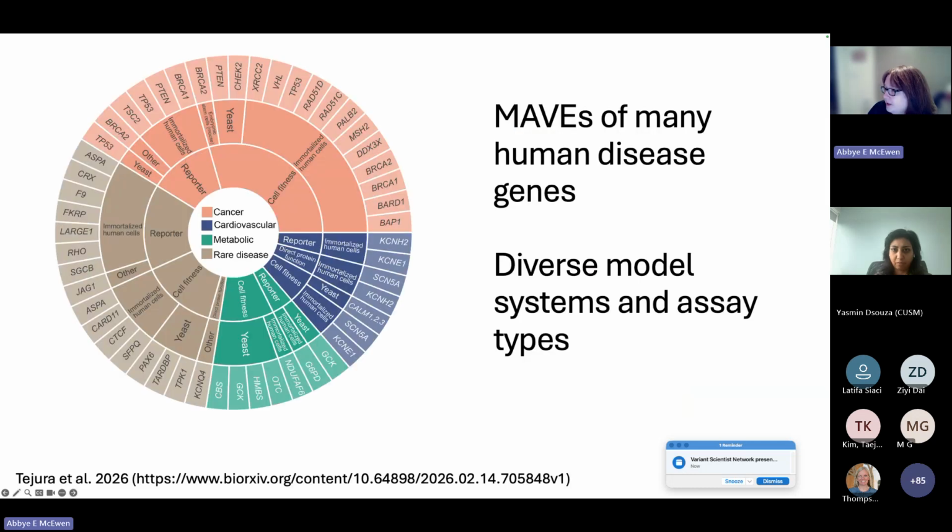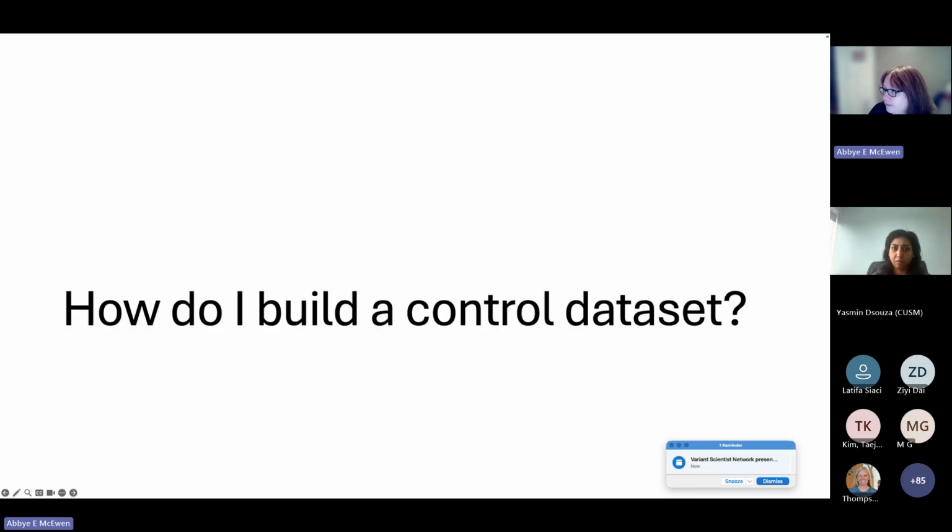And this idea isn't really niche anymore like it was maybe half a decade ago. The number of MAVEs performed for human diseases has absolutely been exploding. This map here just shows the breadth of different diseases and model systems that have been used to study human disease-related genes that span diverse disease phenotypes such as cancer, cardiovascular, metabolic, and then a potpourri of other things that we like to call rare disease.